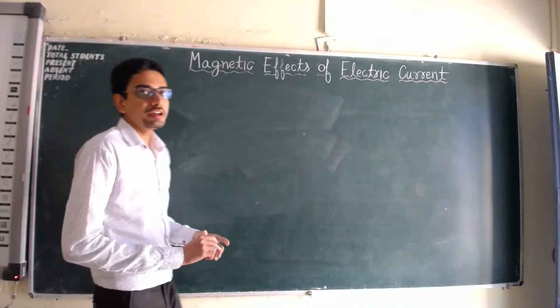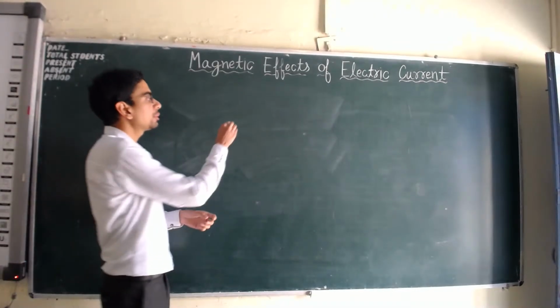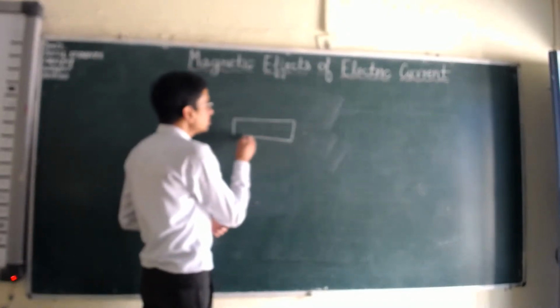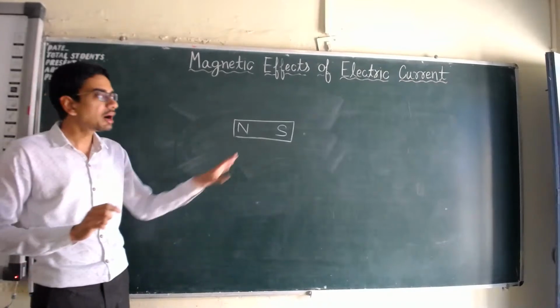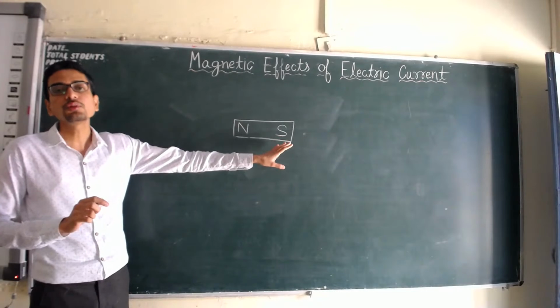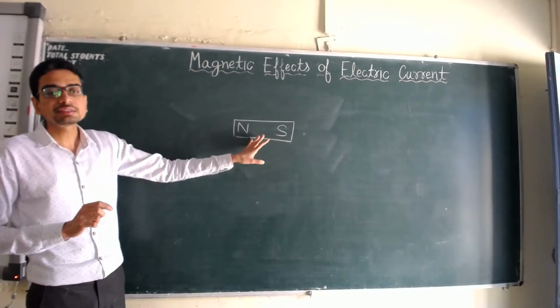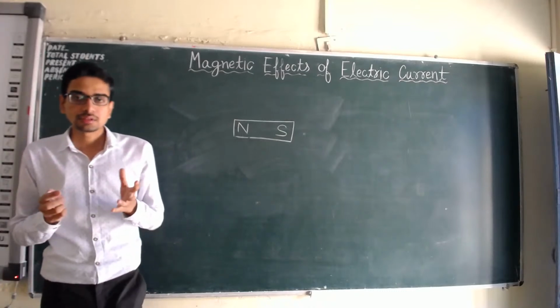You know that a magnet has two poles. आपने previous classes में पढ़ा है. A magnet has two poles, north pole and south pole. A bar magnet has two poles, north and south pole, and you also know that north pole attracts south pole. Unlike poles attract each other and like poles repel each other.